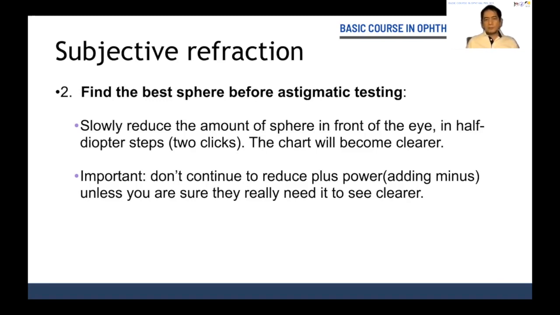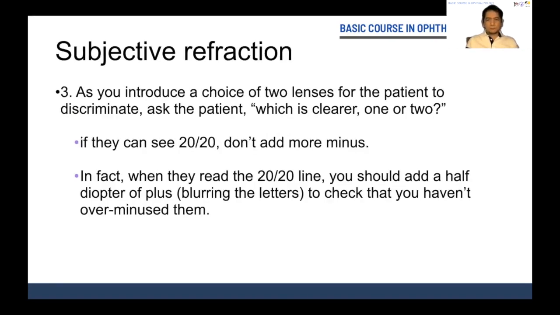So the power of the lens is plus 0.50. For example, the patient was able to see the 20/20 level, that is the best line for the patient, with an amount on the minus side, for example, minus 0.50. Therefore, the power of the lens is minus 0.50. Importantly, do not continue to reduce plus power or add more minus, because we always want the accommodation relaxed.